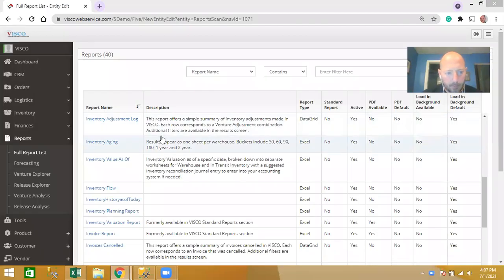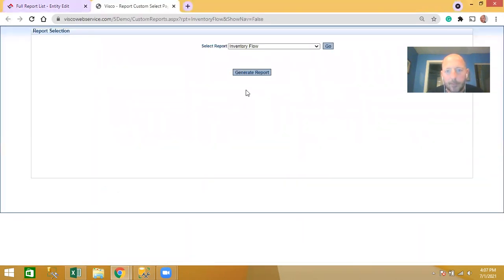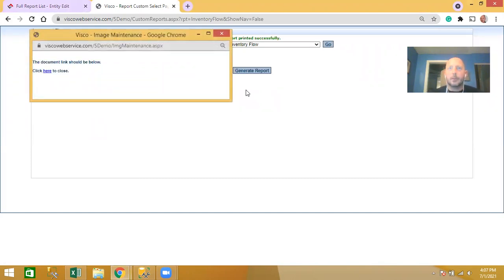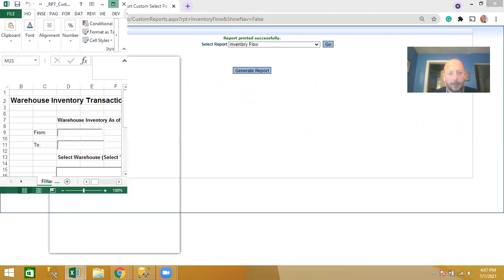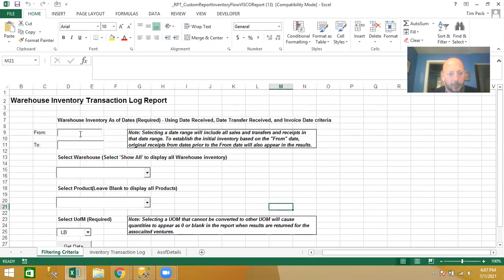The report that's most commonly used to reconcile warehouse bills is this inventory flow report. It has other uses too, but the idea here is if you're trying to look at all transactions or all goods that move in and out of a warehouse within a given period of time, that's the purpose of this report.